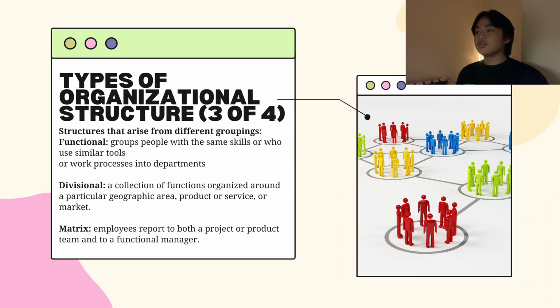Third structure is matrix structure, when employees report to both a project or product team and a functional manager. For example, an engineer may work on a new product development project while also reporting to an engineering manager.